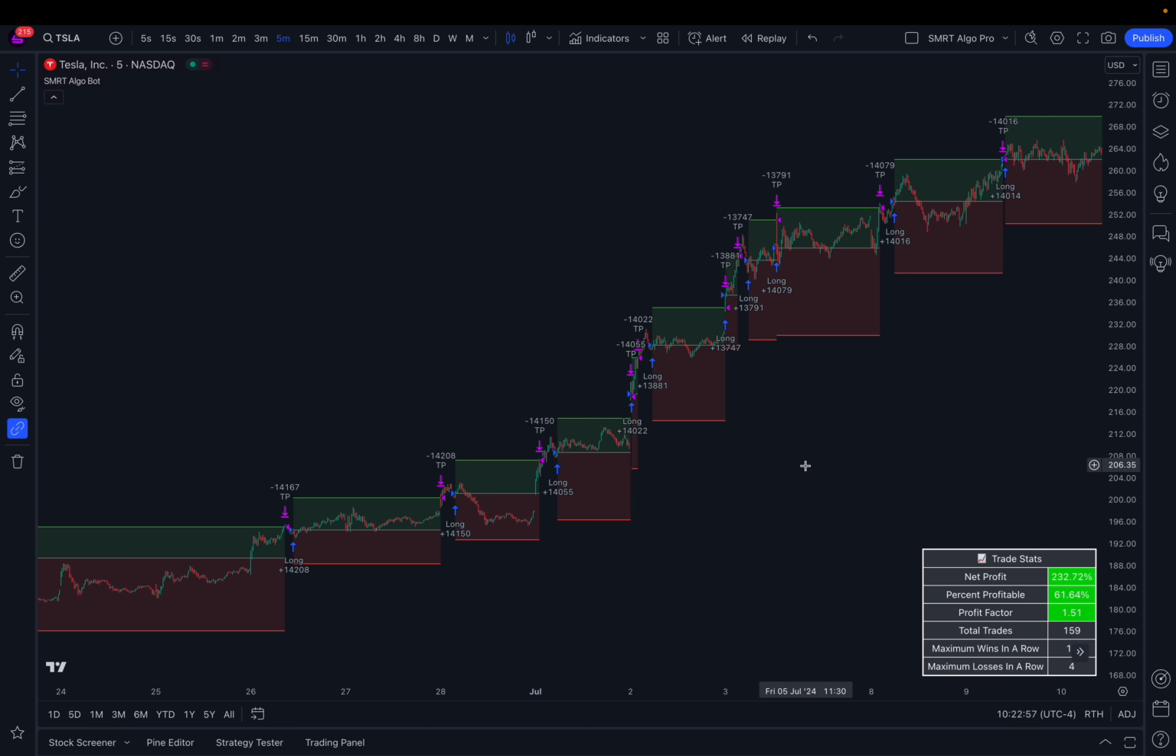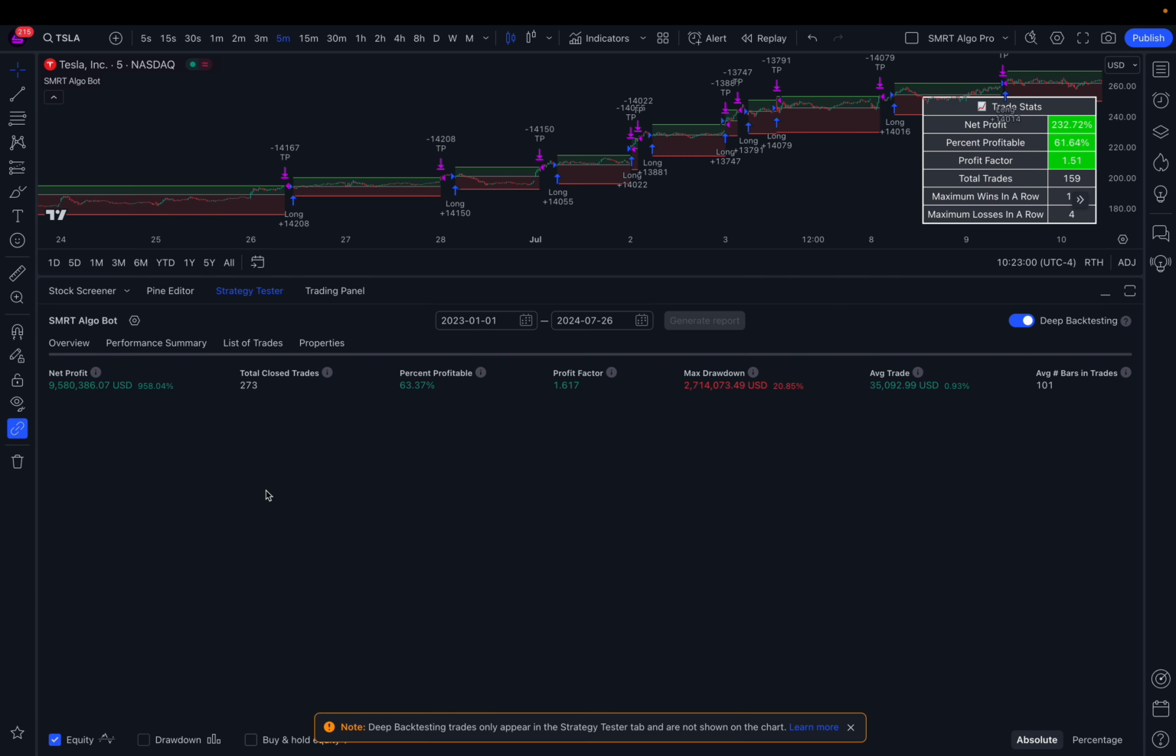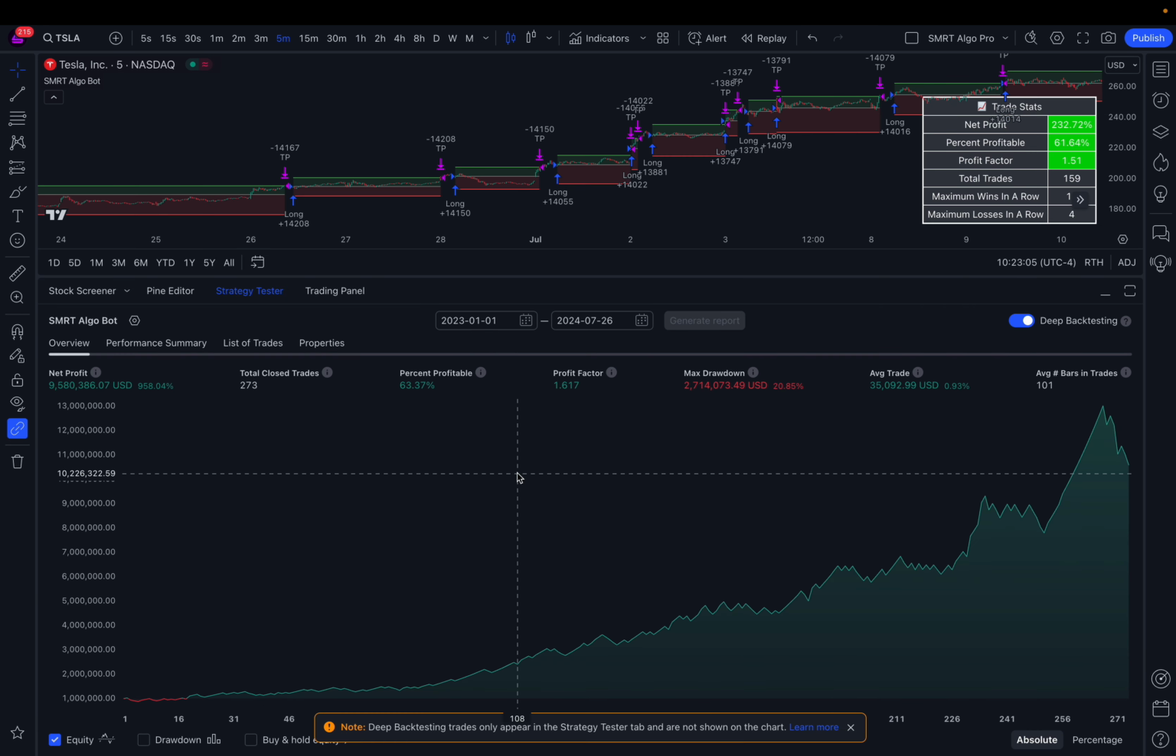Now let's take a look at the strategy tester, which will show us the performance of the SMRT Algo scalper bot during the time frame of 2023 January 1 all the way to today's date, which is July 26th. It's made a total of 958%. That is without accounting for compounding. It's closed a total of 273 trades and is profitable 63% of the time with a profit factor of 1.6.